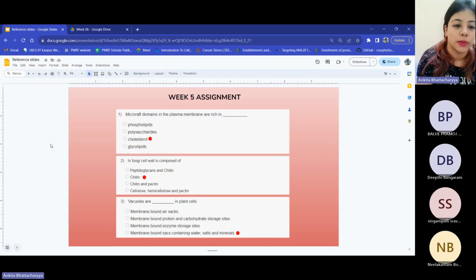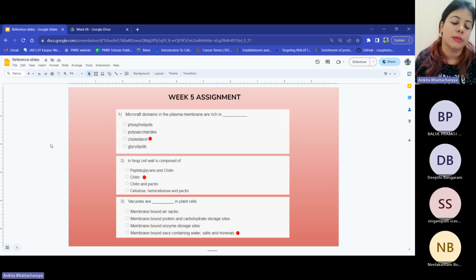Then the second question was about the fungal cell wall. So we had discussed the bacterial cell wall, fungal cell wall, slight mention about plant cell walls as well, and what are the different components for each of those. For the fungal cell wall, the component that is making up the entire cell wall is chitin, and that would be the answer to it.